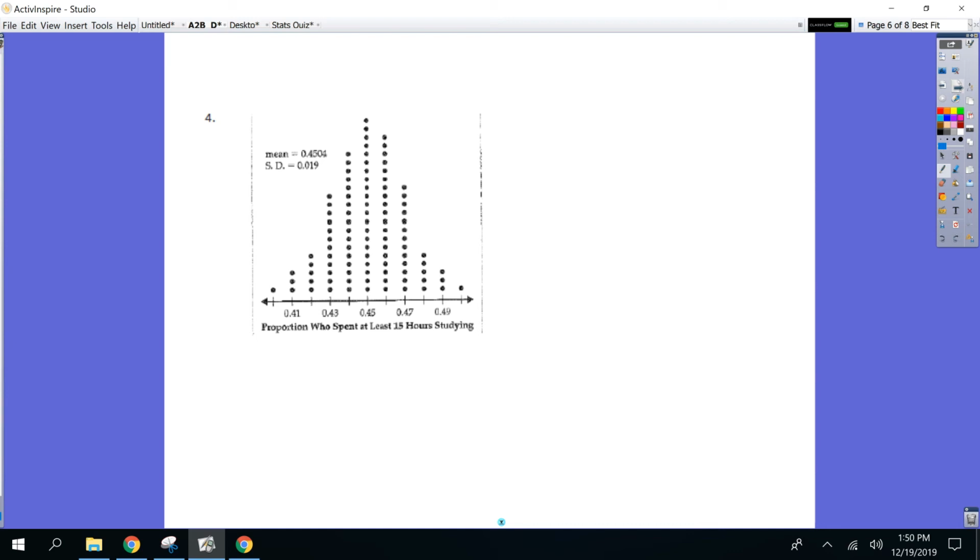Just so you know what this means, right here, 41% of the people surveyed spent at least 15 hours studying. Here, there's 49%. Here's 50%. Let's find our margin of error first, because they're saying the mean is 0.4504. So plus or minus 2 times, what's my standard deviation? 0.19. That's great when they give that to us.